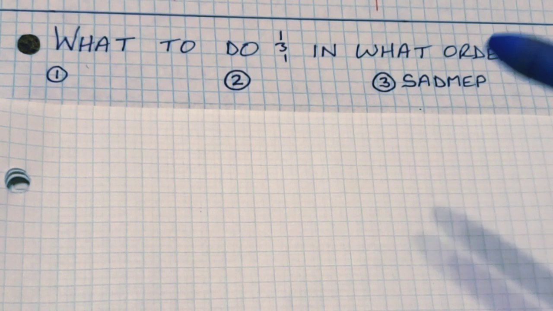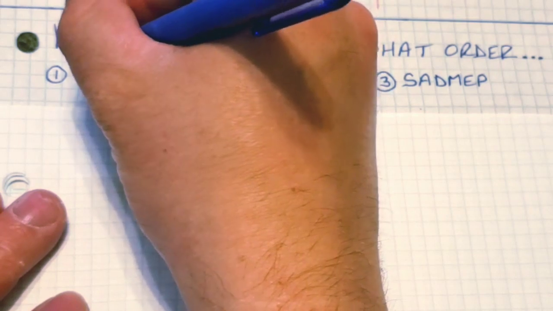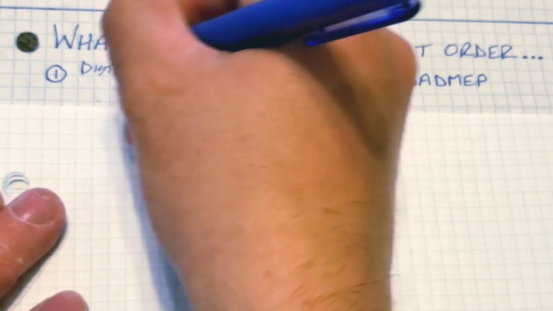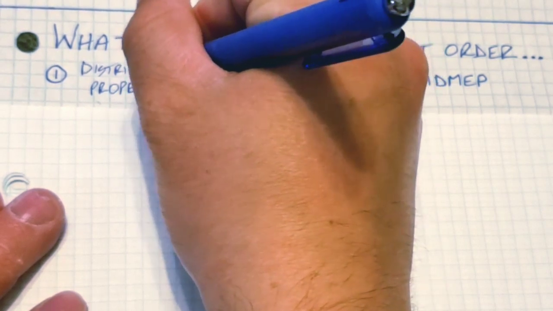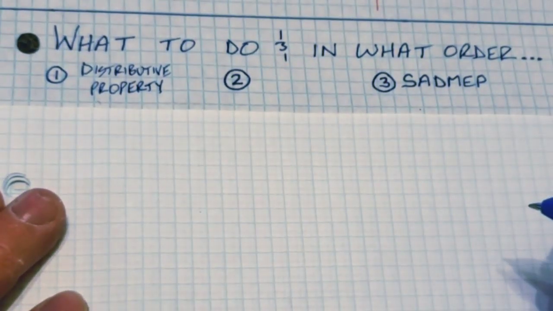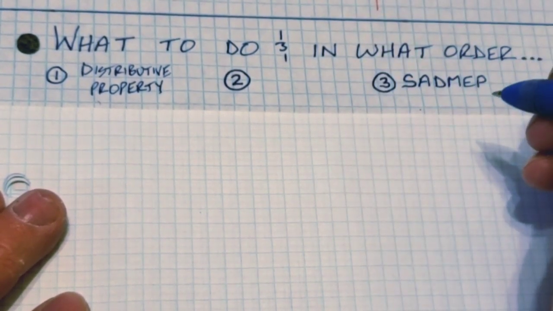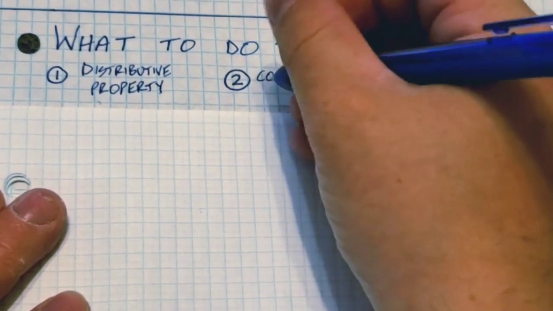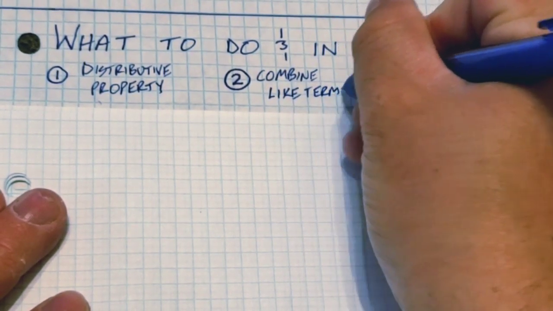Equations, here's what we do, and here's the order in which we do it. So the first thing you look for is the distributive property. The distributive property always comes with parentheses. So we're looking for parentheses, and we're going to handle those first. The second thing we're going to look to see is, on one side or the other, can we combine any like terms?